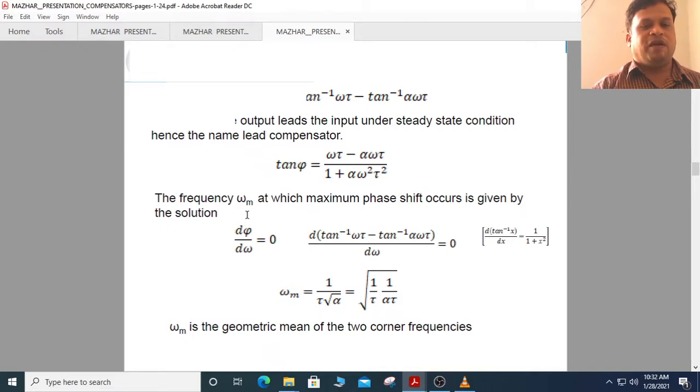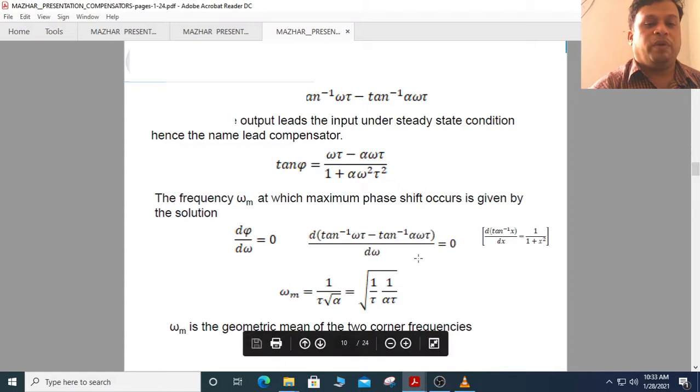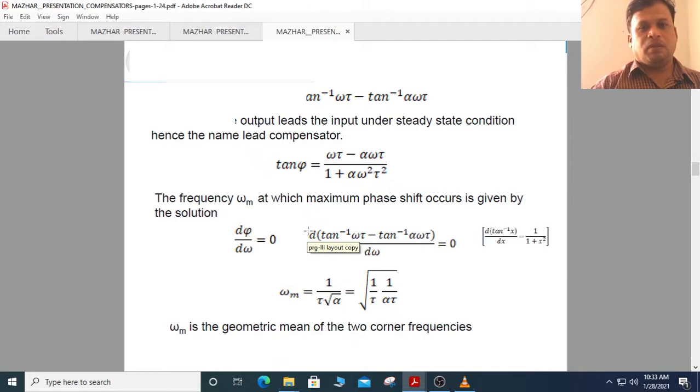Now we have got the phi value. For that we have to take the derivative with respect to d omega. If you place the phi value as tan inverse of omega tau minus tan inverse of alpha omega tau in place of phi, there we can write, to get the maximum value at omega m, d/d omega of phi is equal to 0. Now we have a formula that d(tan inverse of x)/dx = 1/(1 + x squared). By differentiating the inverse trigonometric function, we get the value 1/(1 + x squared).